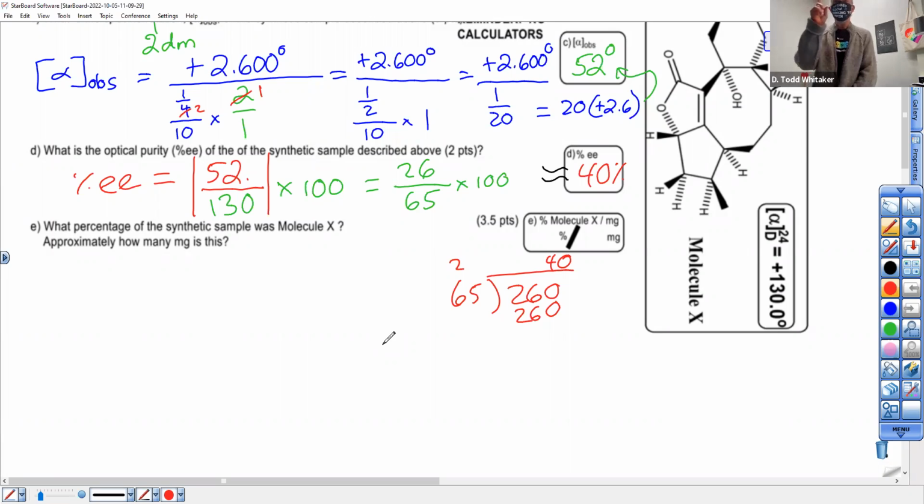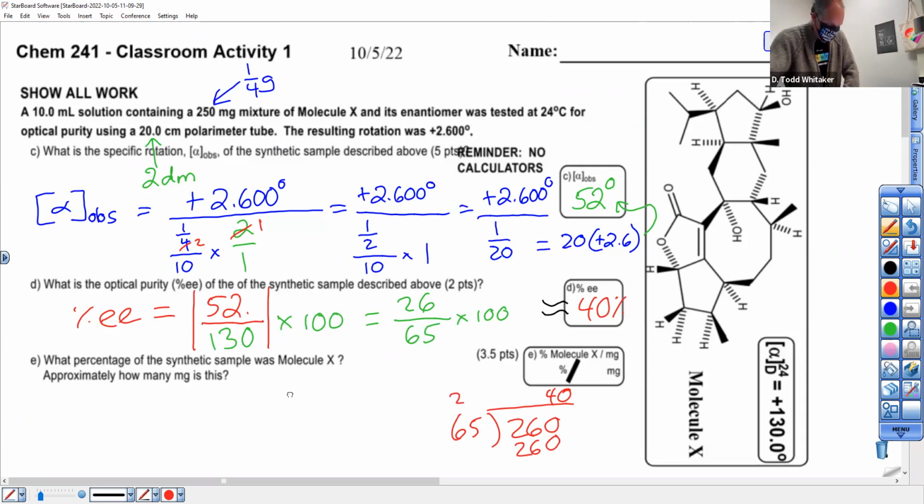Question 1, I could have answered before I did anything. Which one is the major isomer? You don't need to do math. You go back to the question and look at these 2 things, that thing and this thing. They're highlighted. You see them? They match. Signs match. Therefore, X is major, enantiomer is minor.